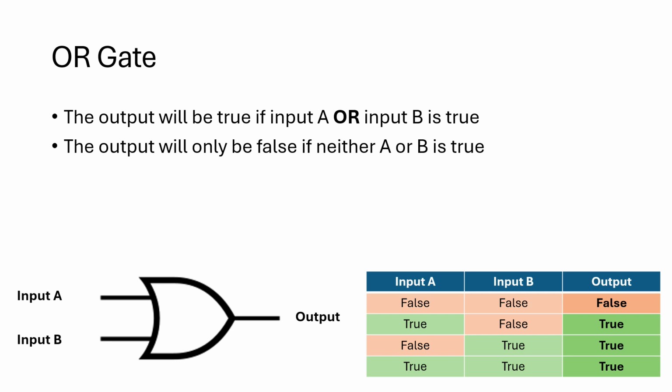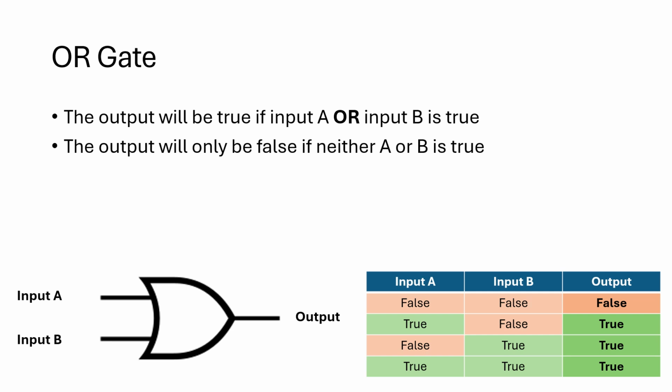The output will actually only ever be false if neither A nor B is true. So if they're both false, then the output will be false. Otherwise, the output will be true. If they're both true, it will also output true, because A or B are true. So the OR gate is very similar to the AND gate, it just changes that logic.